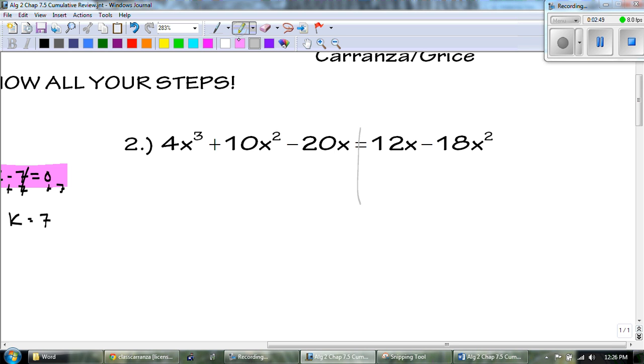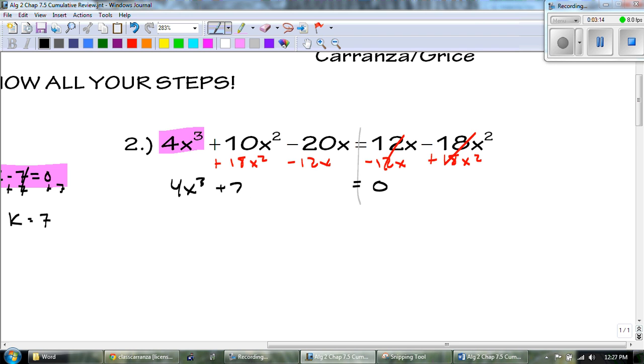So let's find our leading coefficient, the 4x cubed, and it's positive. So now I'm going to move everything over to the left side. I'm lining up my variables. Everything on the right cancels, and we're left with 0. And then we get 4x cubed plus 28x squared minus 32x.